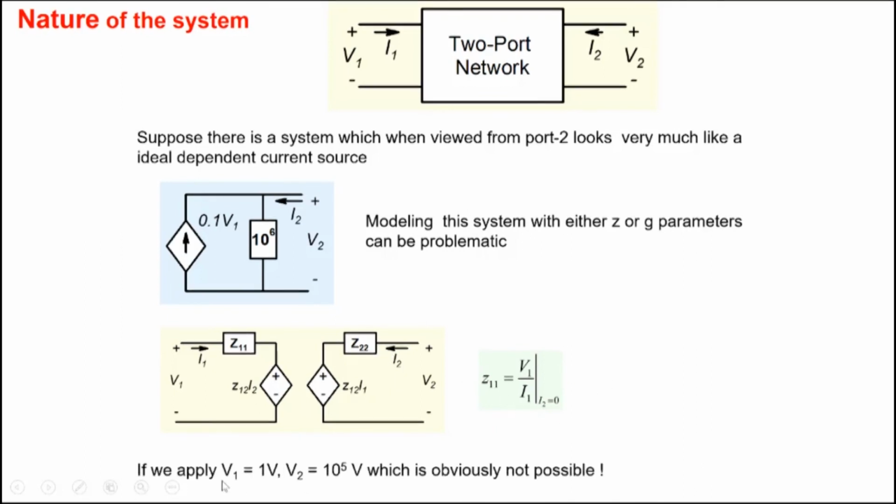All right, so if we apply V1 equal to 1 volt, note that what you have done is I2 is equal to 0, so in this case the output is open circuit. V1 is 1 volt, so this is 0.1 ampere current. And 0.1 ampere current would flow through a 10 to the power 6 ohm and will develop 10 to the power 5 volt, which is obviously impossible. This system will break down at 10 to the power 5.